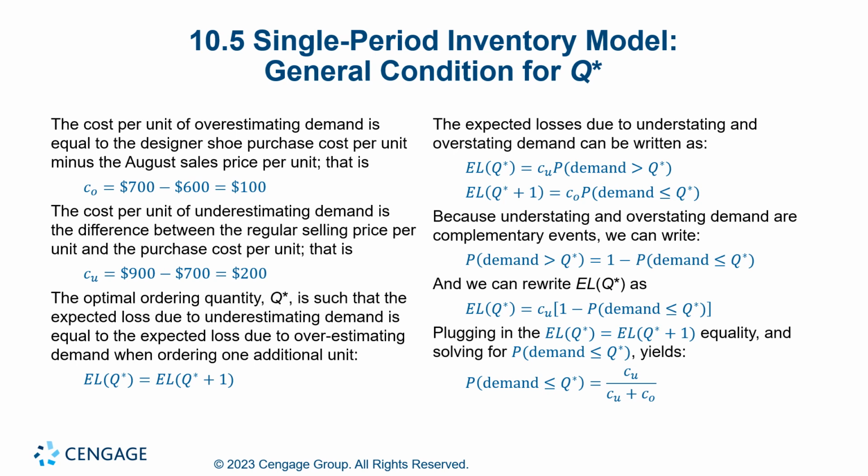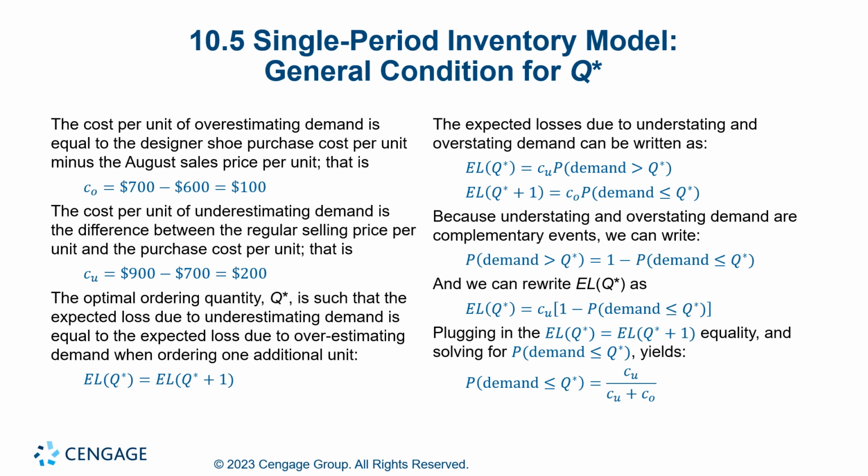So in the Neiman-Marcus problem, the company will incur the cost of overestimating the demand whenever it orders too many pairs and has to sell the extra shoes during the August clearance sales. So the cost of overestimating the demand is equal to the purchase cost, which is $700, minus the August sales price, which is $600, and therefore the cost of overestimating, or the CO, is equal to $100.